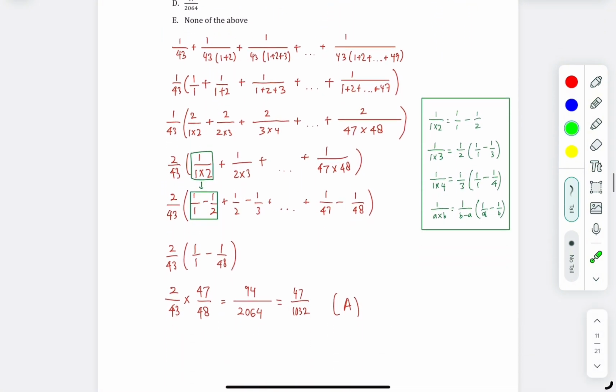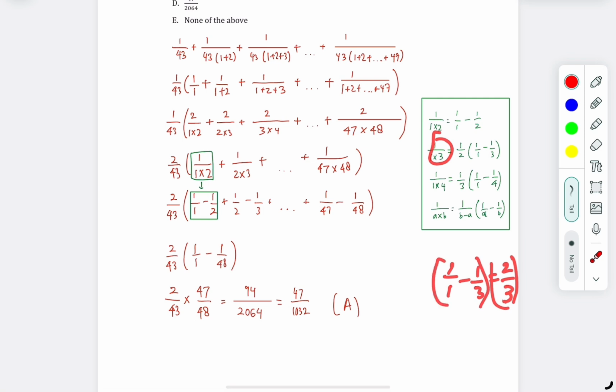Then remember, for 1 over 1 times 2, I can split them into two fractions. It's a partial fraction concept. It will be 1 over 1 minus 1 over 2. If it's 1 over 1 times 3, I can also split into 1 over 1 minus 1 over 3. But in this case, I have to times half. Okay, because 1 over 1 minus 1 over 3 is 2 over 3. Okay, so in order to make it to be 1 over 3 again, I have to times half. Okay, so same thing with 1 over 1 times 4. I can put into 1 over 1 minus 1 over 4 times 1/3.